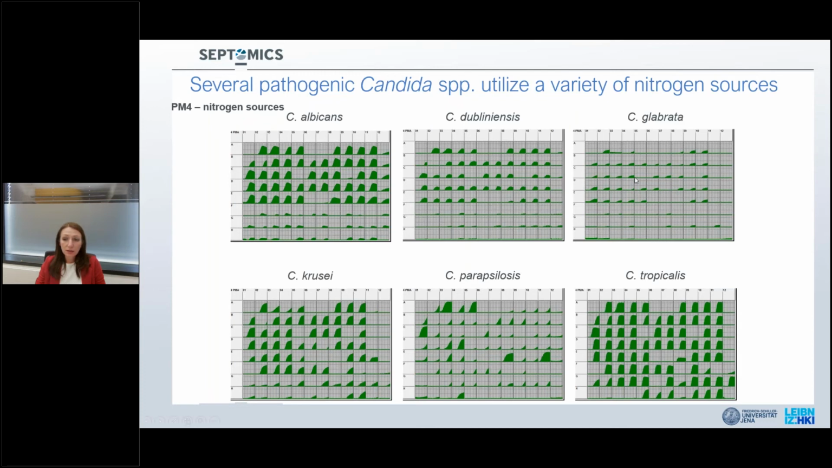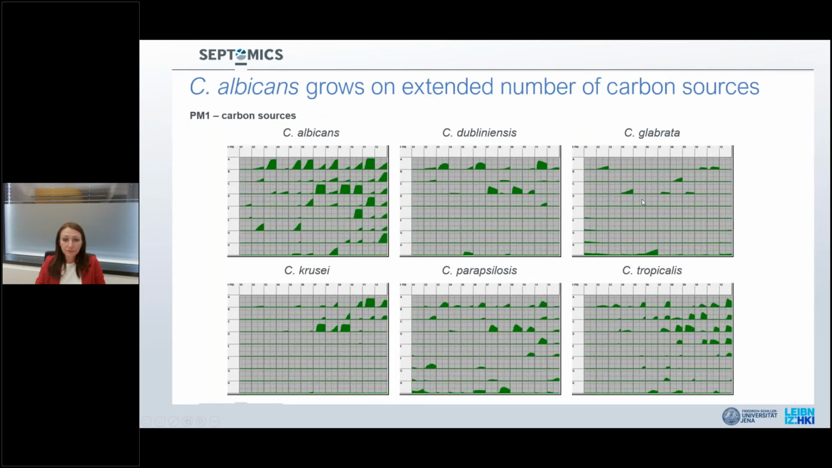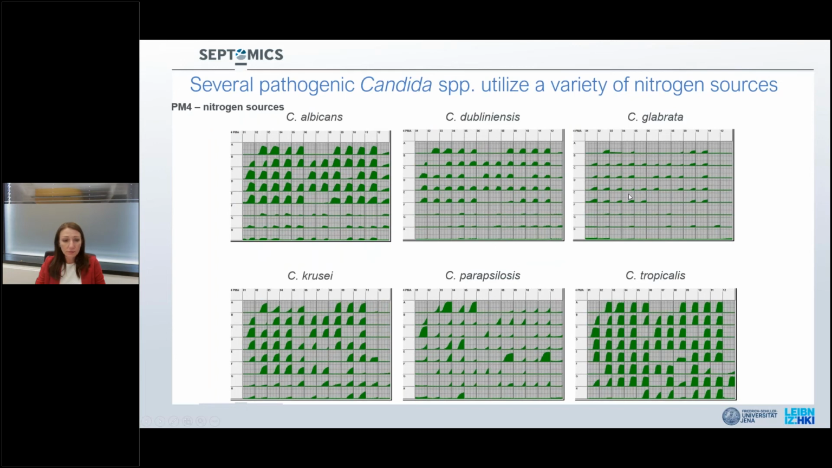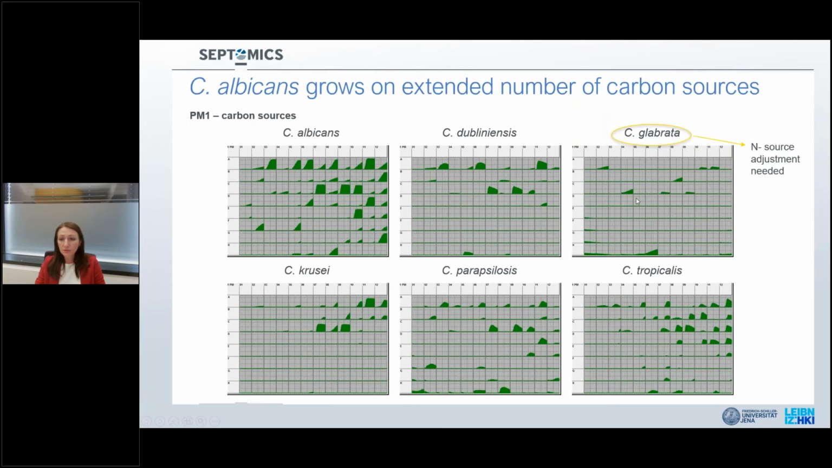In contrast, Candida glabrata was not as fit, and when we looked at the data, there is a slight hiccup here. So when we looked at the data, what we realized is that the data from the carbon sources is also not fitting very well.